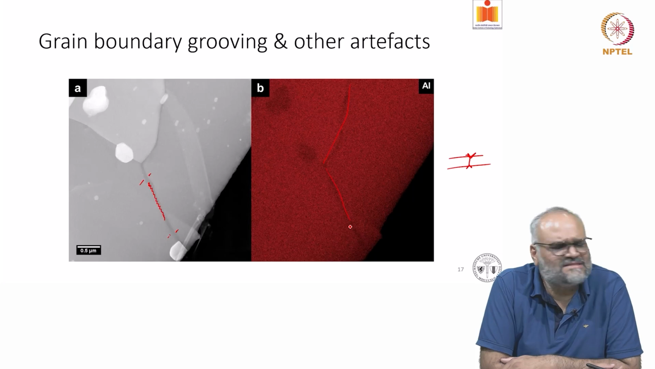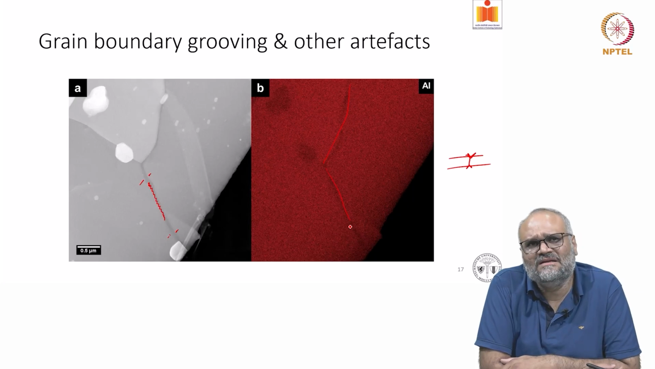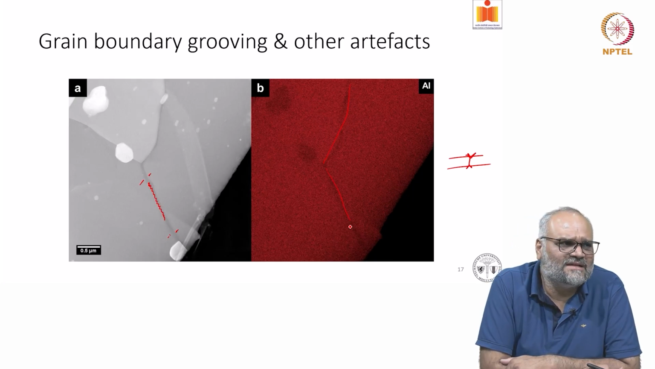So this is one of the problems you would have, especially if you have large grain boundary area. Your grain boundary diffusion also plays a role in the material that you're studying.